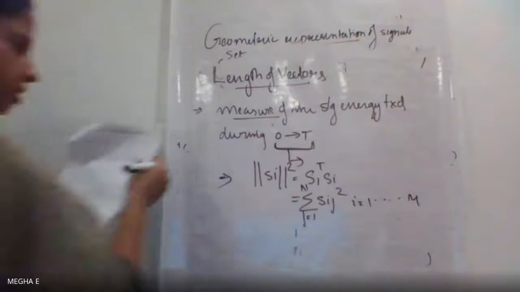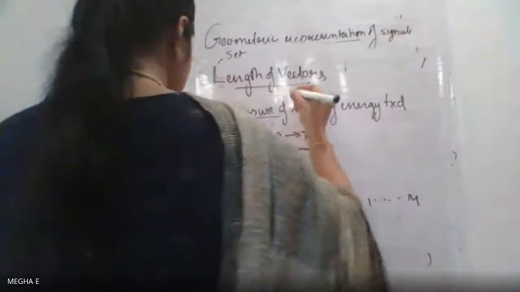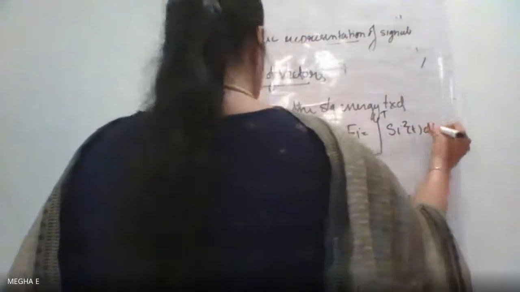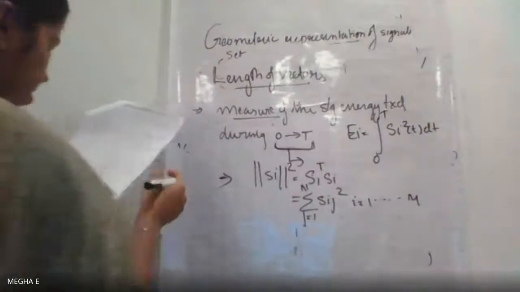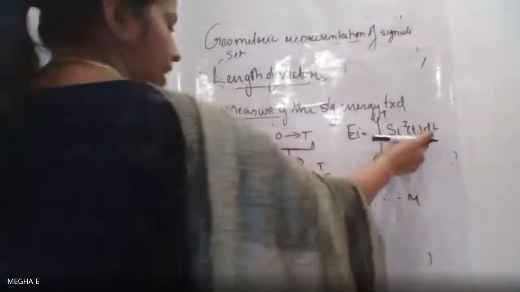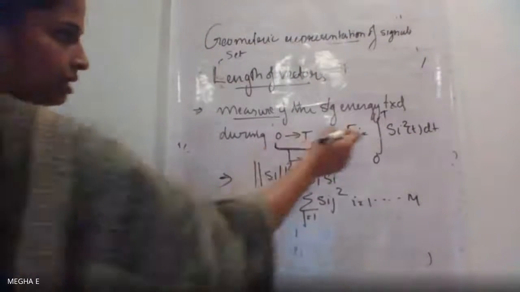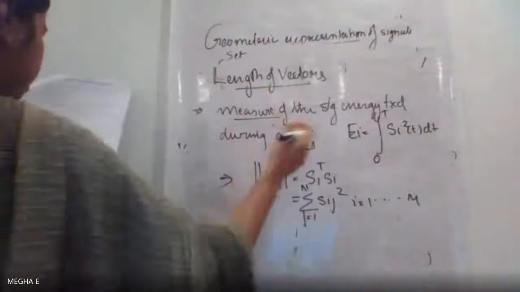Next we are substituting into Ei. Ei is the energy, and it's nothing but the integral from 0 to T of Si square dt. And we will substitute the value of Si square into this Ei.